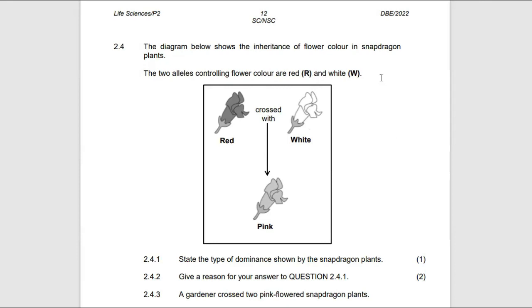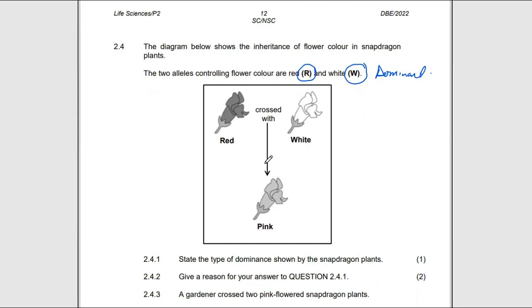It means that because the two alleles are capital letters, both of them are dominant. So if both of them are dominant, here it's showing us that you have a dominant red crossing with white, and it gives you pink. When you have red and you have white, we produce pink.